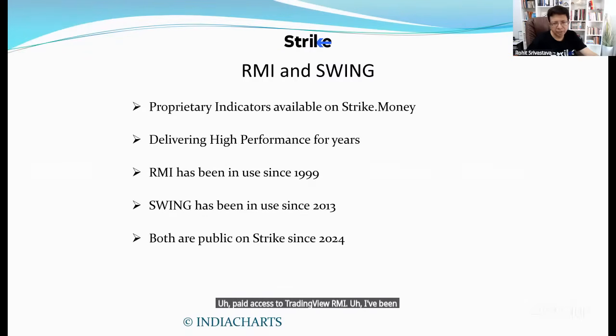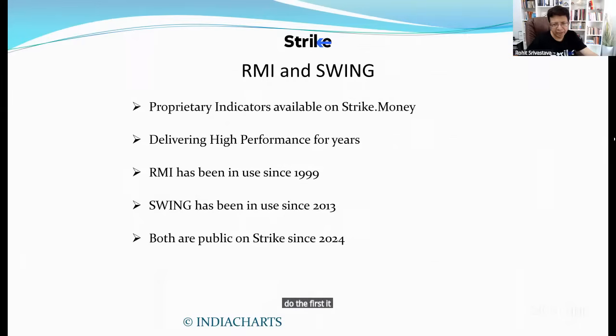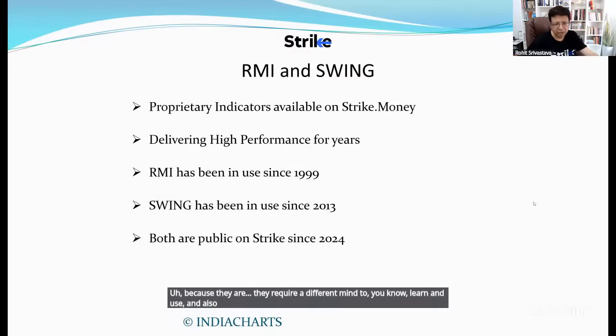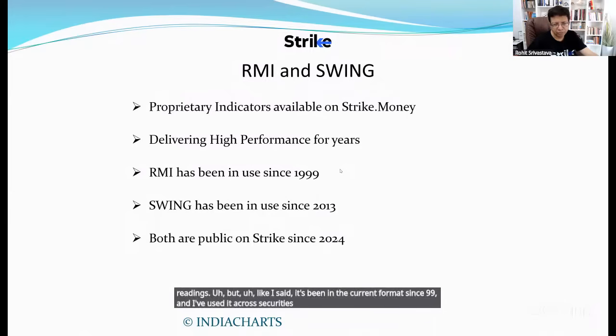I've been using, like I said, RMI's final version, which we're using right now, since 99. Though the first iteration I made was in 96, I made two tweaks to it, added some skews also, which we don't put out because they require a different mind to learn and use, and also the basic RMI does a good enough job for most. So I said first let everybody get used to this, then we can always look at some advanced readings. But like I said, it's been in the current format since 99 and I've used it across securities and asset classes, so no problem there.